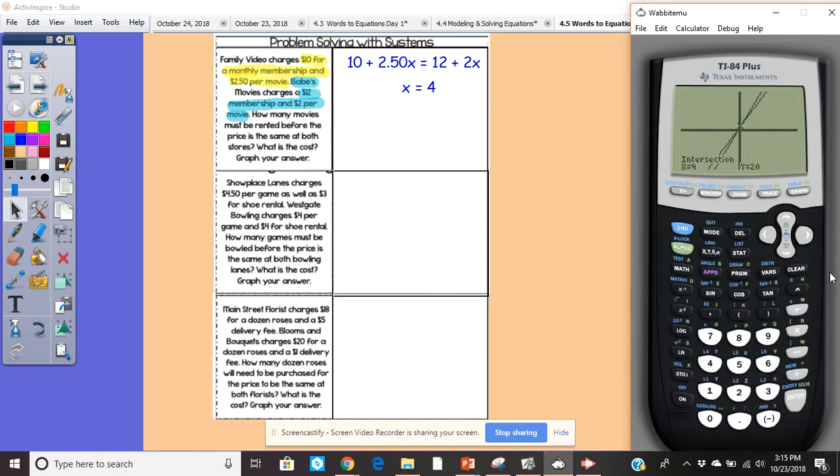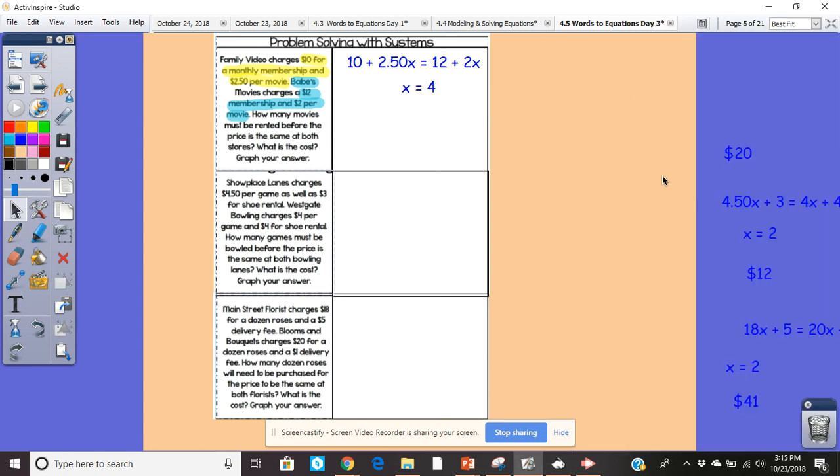So to calculate that, you're going to have to plug this in to one of the sides of your equation. So you would have to do 10 plus 2.50 times 4. And that would give you the cost. And so both sides should equal the same thing when you plug that x in. And that's one way that you can check to make sure your x value is right. So after 4 movies, it's going to cost $20 at both places.